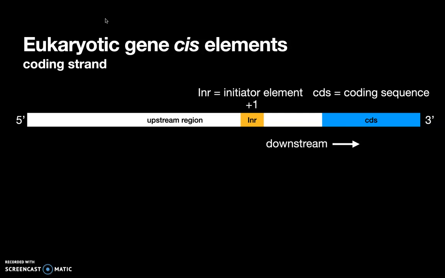So in this segment, we have a blue coding sequence, the CDS at the 3' end. All the white is non-coding DNA. Upstream region, anything to the left or 5' of the +1 site in our initiator element is considered upstream. That +1 site is where we're going to orient ourselves. Anything to the right or 3' of that +1 is considered downstream.